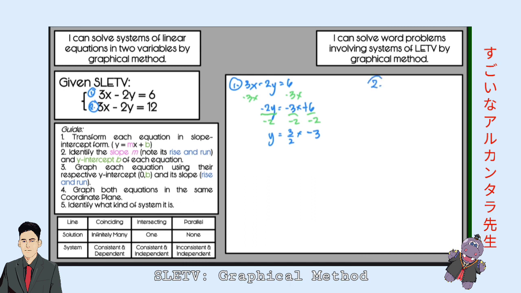So we have the second one as 3x minus 2y equal to 12. Subtract 3x to both sides. You will get negative 2y equal to negative 3x plus 12. Divide the entire thing by negative 2. You will get y is equal to 3 over 2x minus 6.